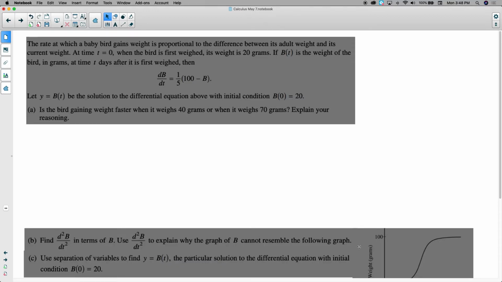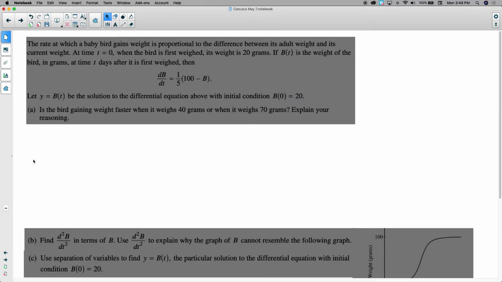Okay, here I go. This looks like a differential equation, I might add. All right, so just taking note of that at first glance, and of course then they start talking about the differential equation above. We've got an initial condition, but yeah, let my eyes not get too far ahead. Let me just back up and read it. Okay, so the rate at which a baby bird gains weight is proportional to the difference between its adult weight and its current weight. At time 0, when the bird is first weighed, its weight is 20 grams.